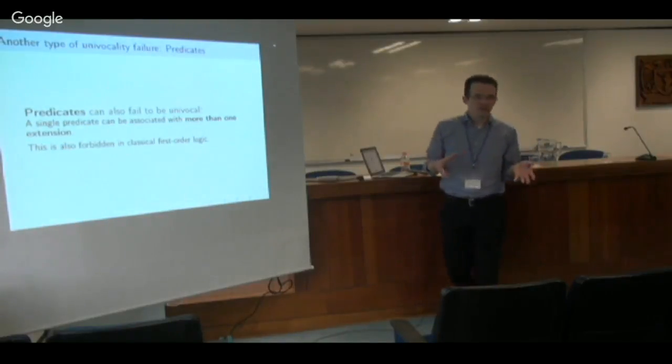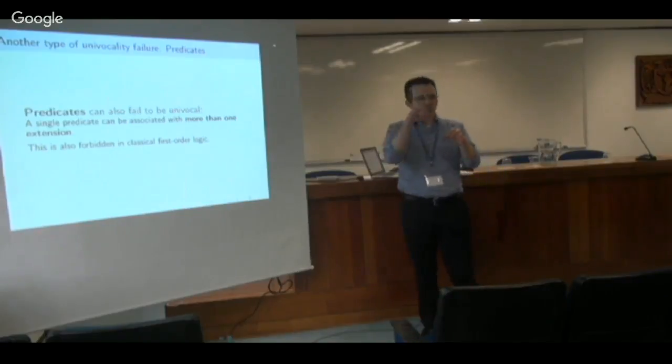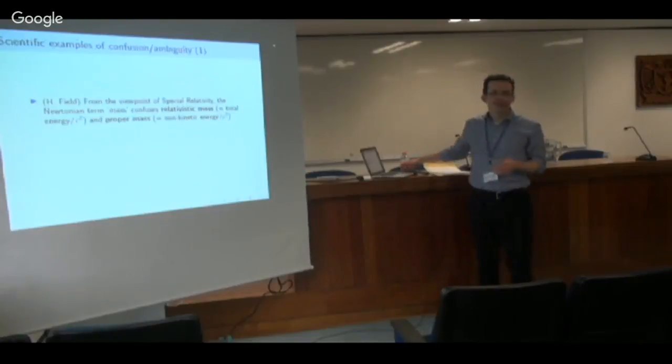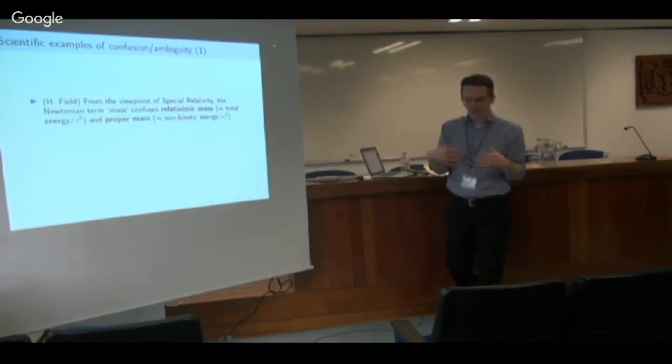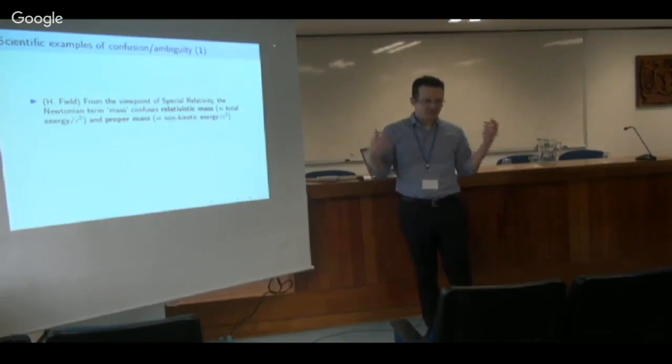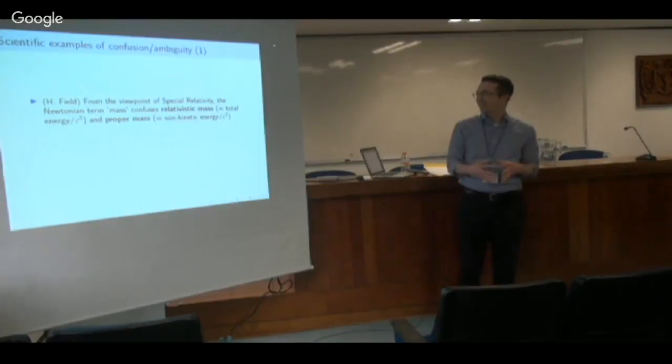Note also that predicates can fail to be univocal, right? A single predicate could be associated with more than one extension. That, of course, is also forbidden for first order logic. So I'm actually not that interested in Fred and Charlie and aunts. I'm interested in cases where this happens in science. And again, Octavio, thank you for setting me up so well here.